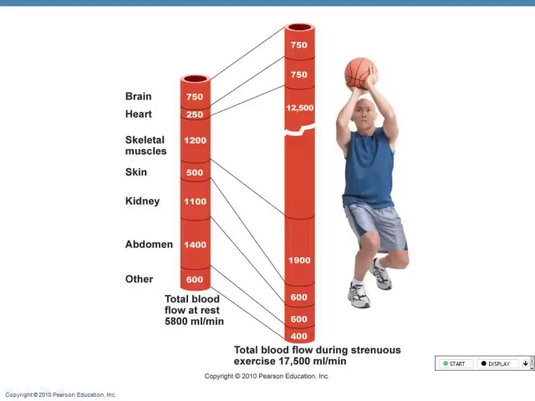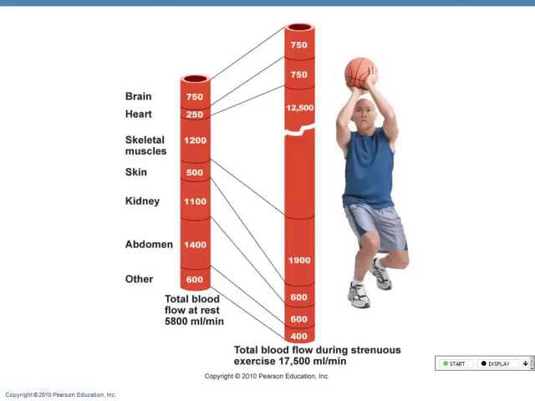So that has quite the volume. And look at that brain. It's not that big compared to everybody else, but it gets 750 mL of that average 5,800 mL volume. Why? Yeah, it's kind of controlling the whole world there, right? So we want to make sure that we get enough of the nutrients and respiratory gases to the central nervous system, the brain, the spinal cord, so it can do its thing.